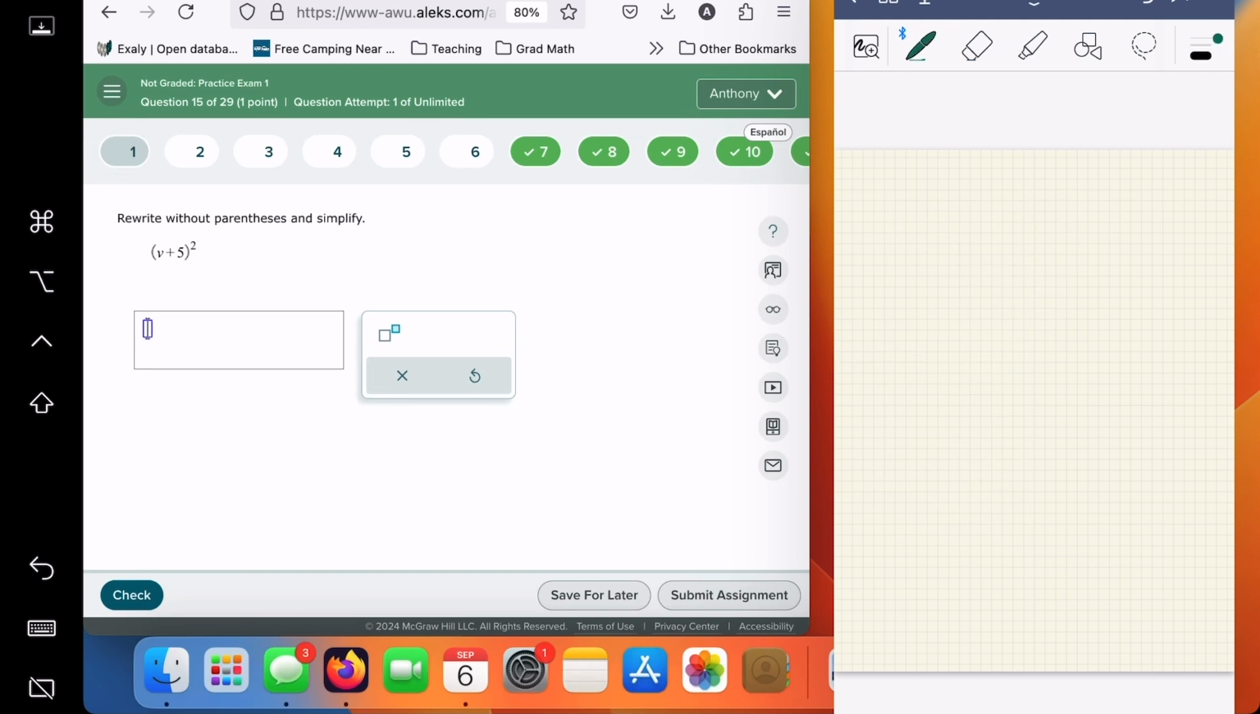All right, rewrite without parentheses and simplify. Sure thing. So we're doing this, and we would distribute, and when everything is said and done, we're going to have two copies of 5V, one from that, and we'll have a 25 at the end. And putting everything together, we get V squared plus 10V plus 25.